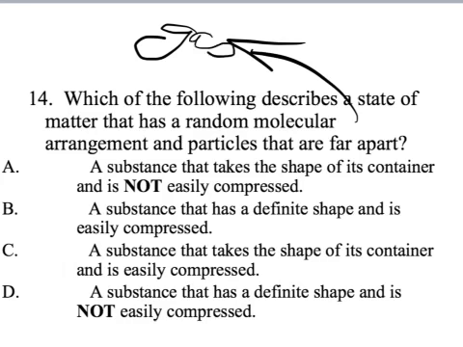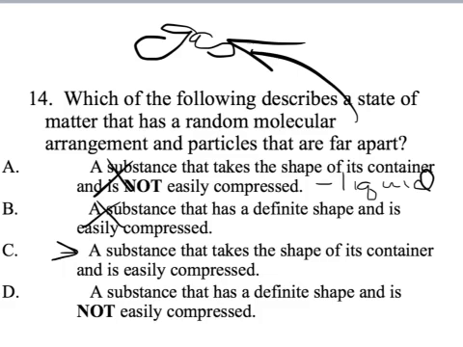A substance that takes the shape of its container and is not easily compressed. Well, that's describing a liquid. Okay, a substance that has a definite shape and is easily compressed. That might be a solid, because some solids can be easily compressed, but it's not a gas. A substance that takes the shape of its container and is easily compressed. That does describe a gas. Okay, so we're going to double check to make sure that is the right answer, because we know that A described a liquid. B potentially could be describing a solid, maybe Jell-O, semi-solid.